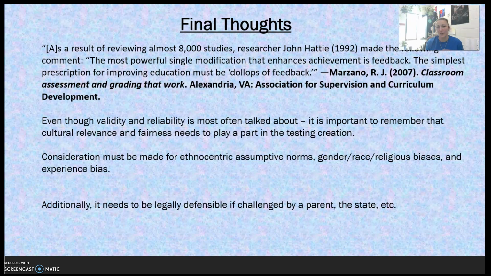Thanks. Don't forget to make considerations in your testing for ethnocentric assumptive norms. So don't just assume that because you grew up in that environment and you know these things as a baseline for your culture, that it's a baseline for everybody. You need to be mindful of gender, racial, and religious norms and try and steer away from using those, as well as experience biases. Your assessments also need to be legally defensible if challenged by a parent, a state, or your administration, or make it so that your union can defend it as well. So keep that in mind as you're creating these assessments.